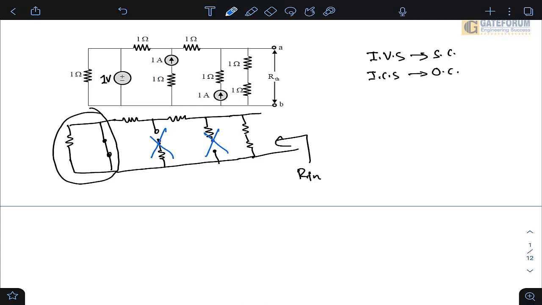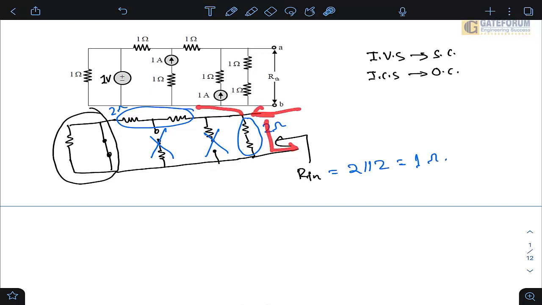So if I see RTH, then 1 and 1 they are in series, this is 2 ohm. And this 1 and 1 they are also in series, 2 ohm. So if I observe RTH, you can say that 2 ohm is in parallel with 2 ohm, then the answer is 1 ohm. If I am observing from here, there are two equivalent paths from this terminal, one is this path, other one is this path.